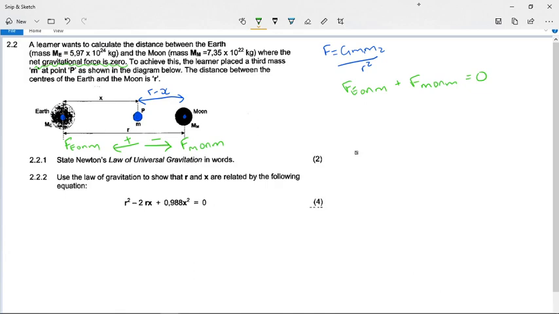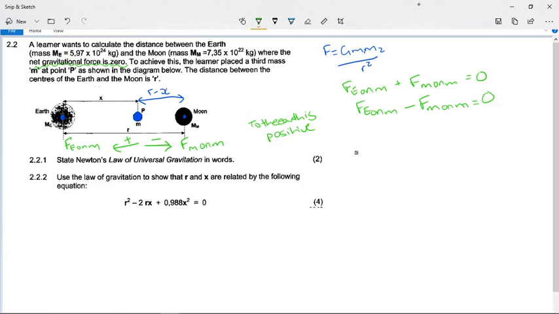But what we have to bear in mind is that when we add them together, if we say towards the Earth is positive, okay, we end up with the force of the Earth on M minus the force of the Moon on M is equal to 0. Sorry, I think I just misspoke there. There's too many M's in here.